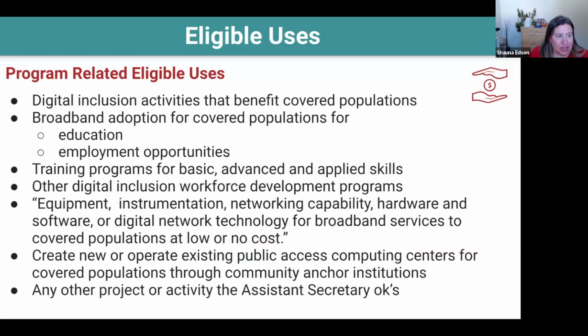And some things that people could do with it: digital inclusion activities that benefit the covered populations, broadband adoption for covered populations, which includes education and employment activities, training for basic, advanced, and applied skills. I just want to note here that this covers a wide range of training programs so that applicants can really think about what types of program would be most beneficial for their community. Digital inclusion workforce development programs, new or existing computer labs through Anchor Institutions, and then a possibility for anything else the Assistant Secretary may okay.